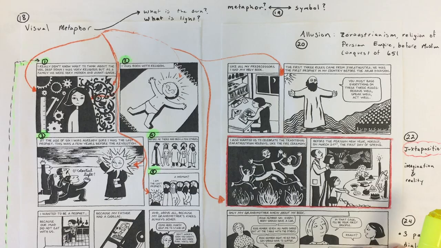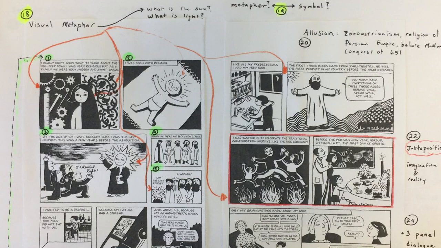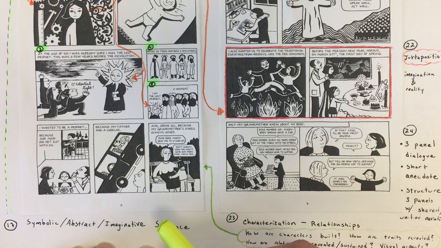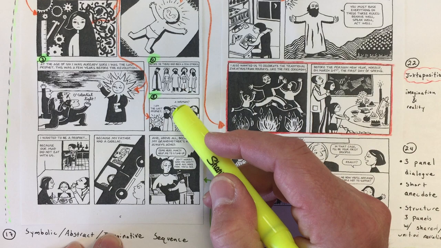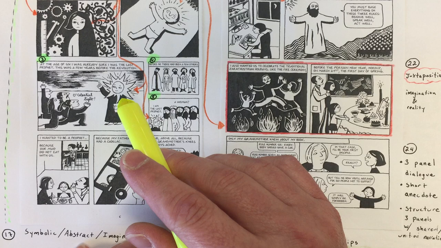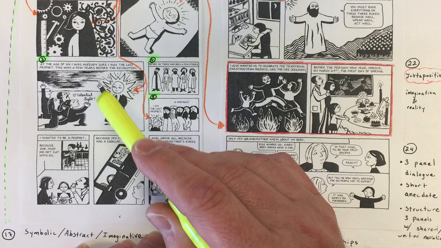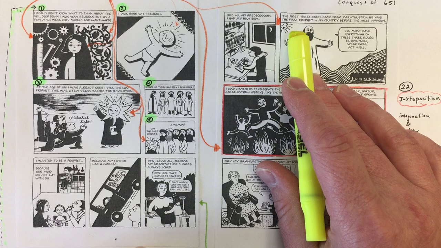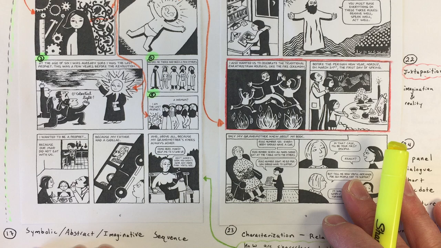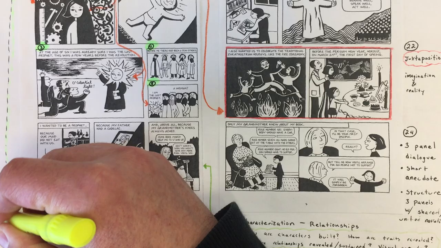So that's number 18, and that's number 19. Where I started was symbolic, abstract, imaginative sequence. Sometimes you'll have a sequence of images, and if you're going to analyze this, it would make sense to say this image falls in a sequence of images in which Marjane is depicted in an abstract or symbolic fashion with a sun as her face, which is also reflected on the other page with the sun in the corner or her family jumping over the fire. Those are the kinds of things you're getting into for where you're seeing the value in what Ms. Satrapi has constructed for us.